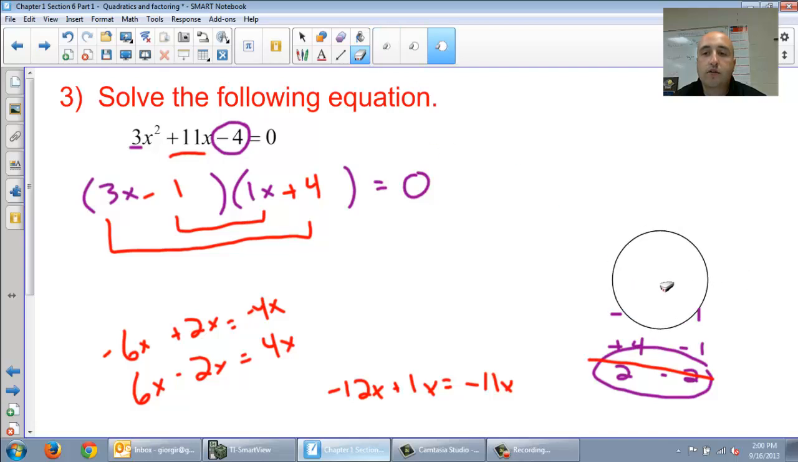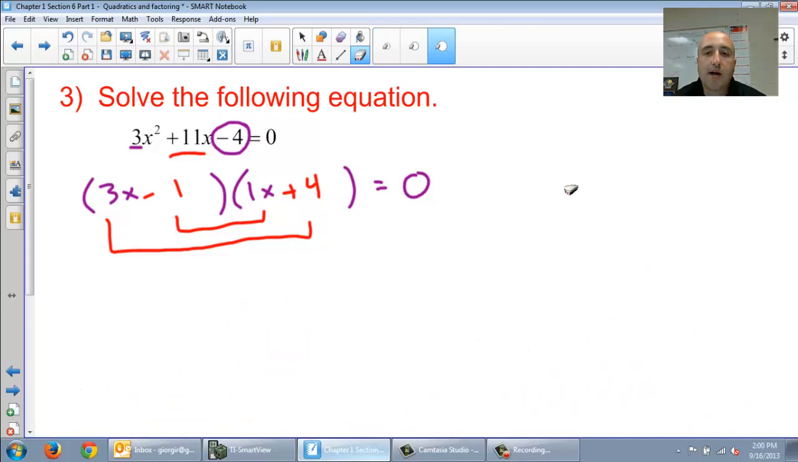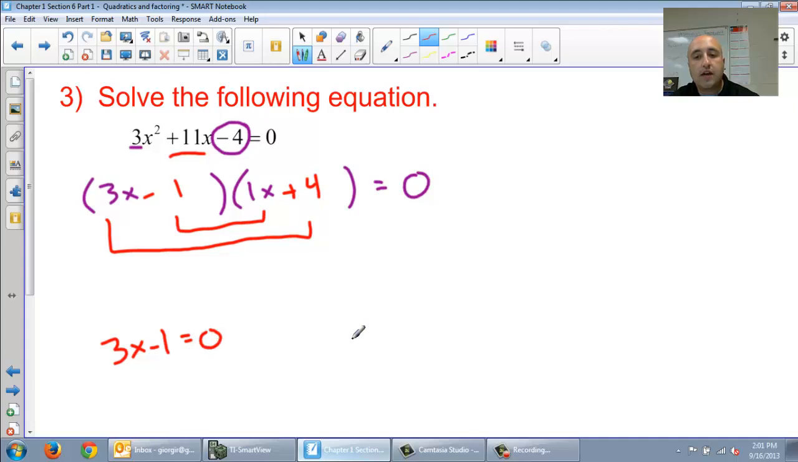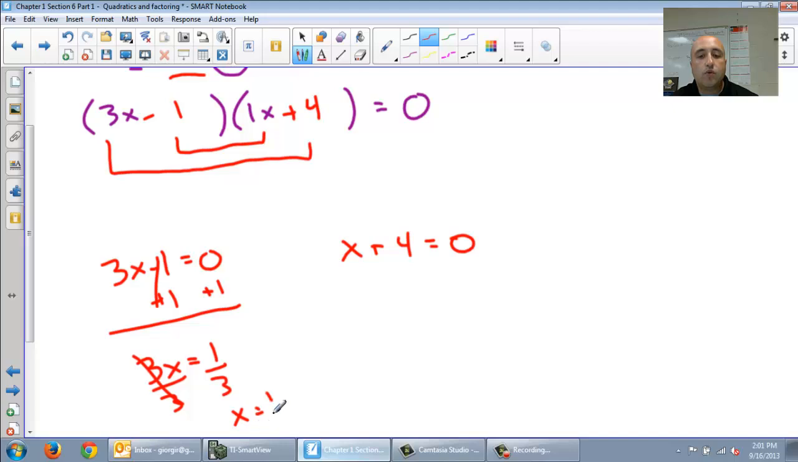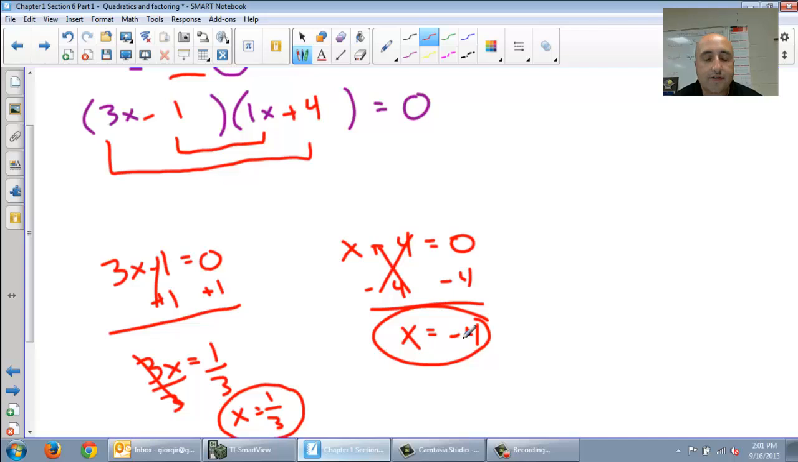So now what we need to do is solve the rest of the problem like we did before. You need to take each side of the problem, 3x minus 1, set it equal to 0, and x plus 4, and set it equal to 0. So on this one, we are going to add 1, 3x equals 1. Then you're going to divide by 3. X equals 1/3 is one answer. And this one's easy, just subtract 4 from both sides. X equals negative 4 is the other answer.